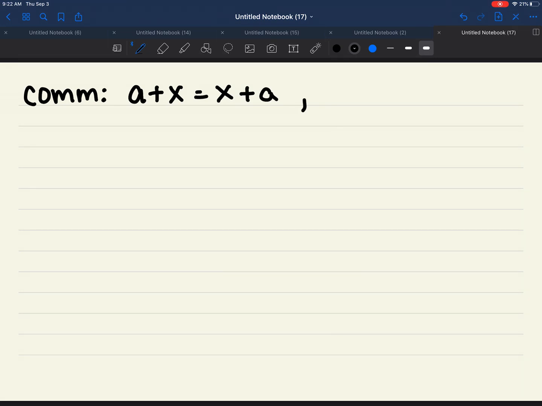Can somebody else give me an example using multiplication? You can use numbers. 1 times 2 equals 2 times 1. There we go. Okay. Commutative property says you can add or multiply in any order and it doesn't change your answer. Does that work for division and subtraction? No.